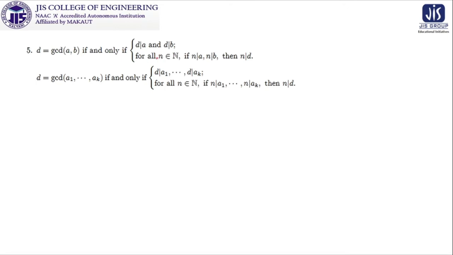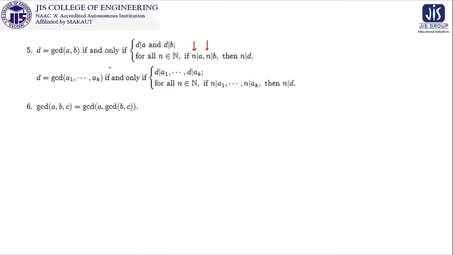But for all n in the set of natural numbers, if n divides A and n divides B, then obviously n will divide D. This is nothing but another mathematical expression which tells us that D is the greatest common divisor. That is why if you are considering some other divisors of A and B which are common to A and B, they will also divide the GCD, obviously. And you can prove it by prime factorization or prime representation also. So it is the generalization of the fifth property.